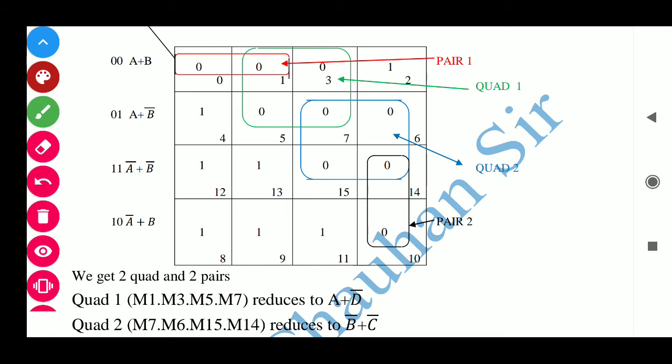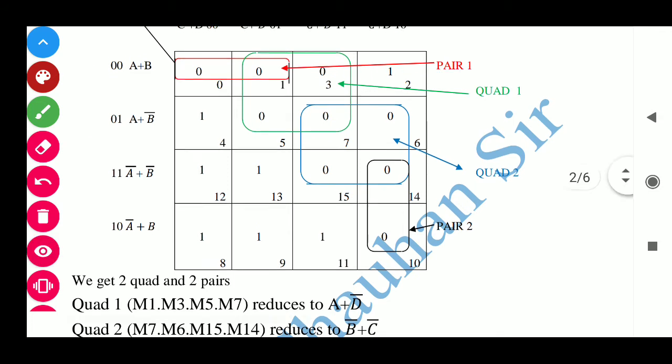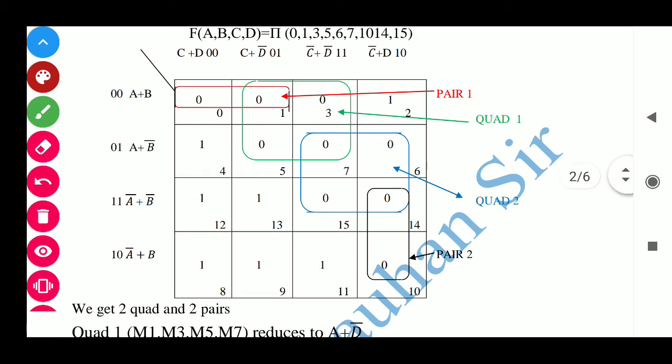Quad 1 is covering 2 rows and 2 columns. So just see in these two rows, which variable is not changing its state, that is A. So write there A, then put a plus sign, and after this you just see these are the columns which are covered by quad 1, this one.